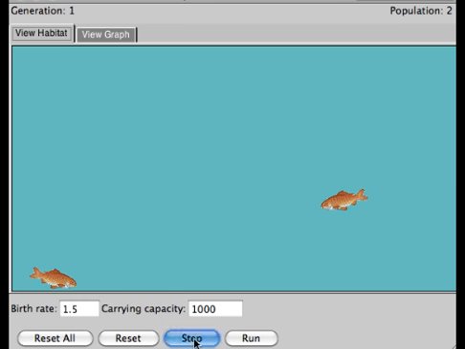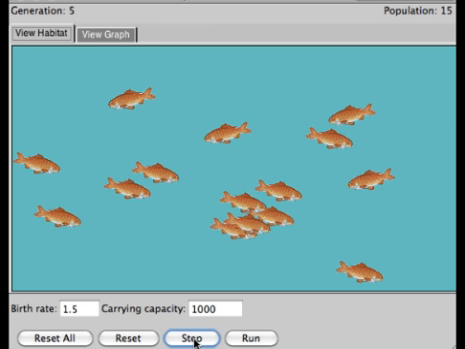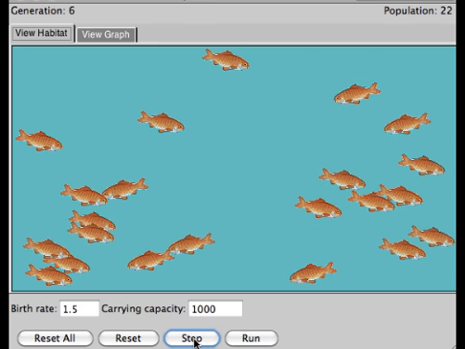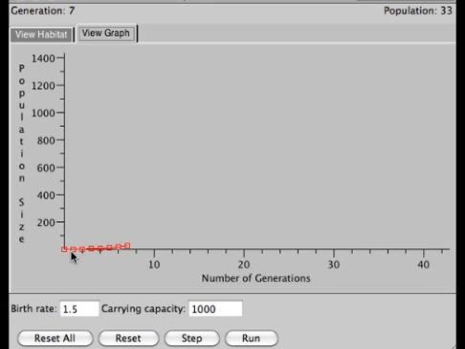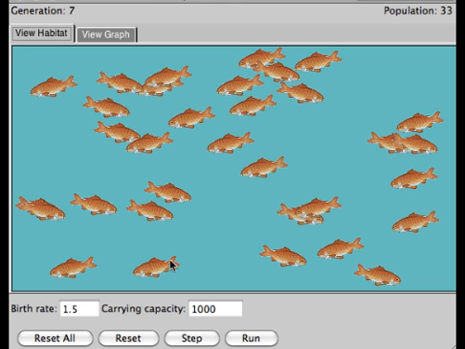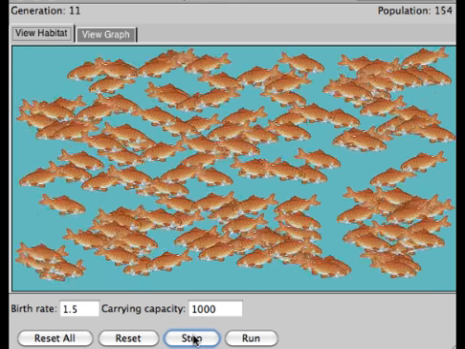So now we've got 4, and as they continue to mate, notice the population number in the upper right keeps going up. Right now when we look at that graph, notice it starts off really slow, so it almost looks like it's straight across. So we're going to keep mating these fish over and over. Now we're at 220.